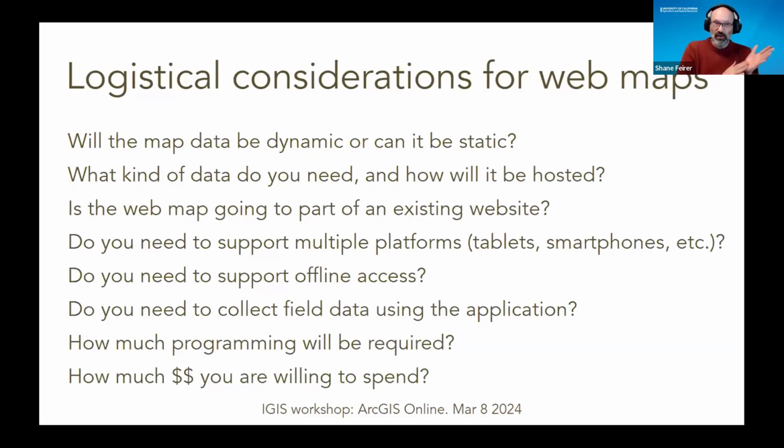Logistical considerations for web maps. Will the map data be dynamic or can it be static? If it's dynamic, you have to build it in a way that pulls from the dynamic data, which sometimes can be more complex. What kind of data do you need? And will it be hosted? Will it be on a server? Will it be an ArcGIS server? Or is it just going to be a CSV file that is dynamic? You're going to drop it on a map, map the data, and show it. Very different considerations.